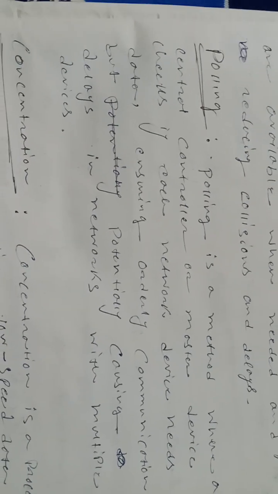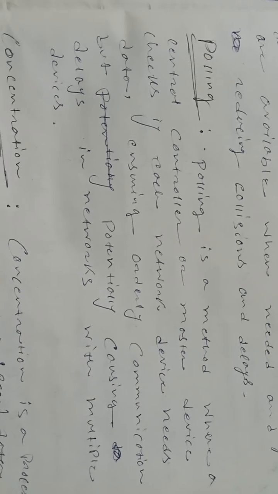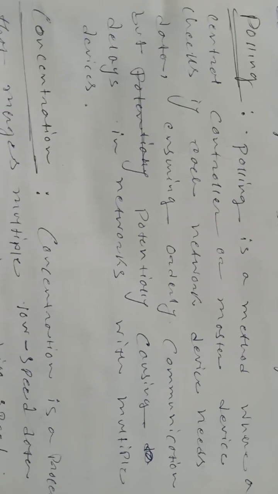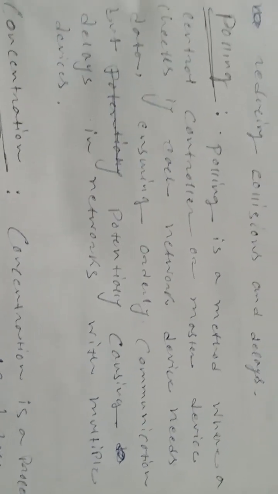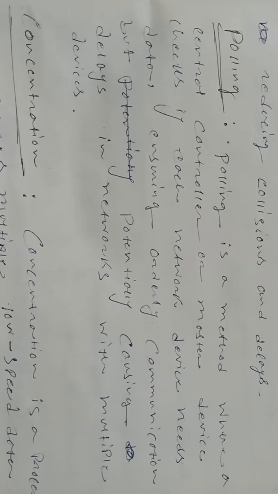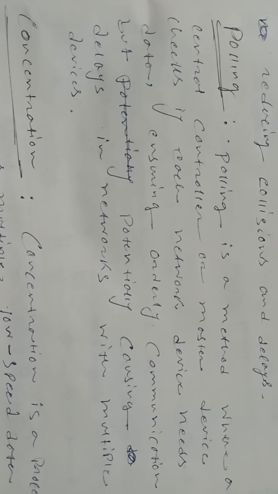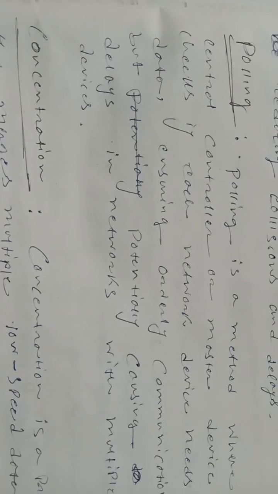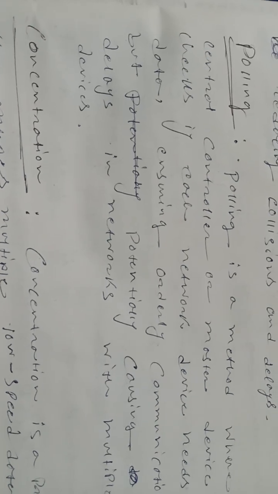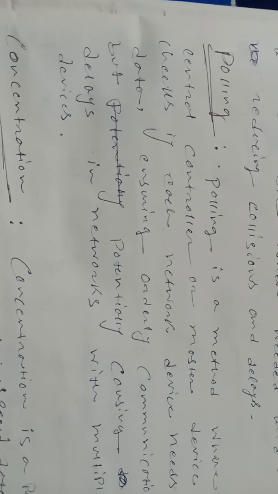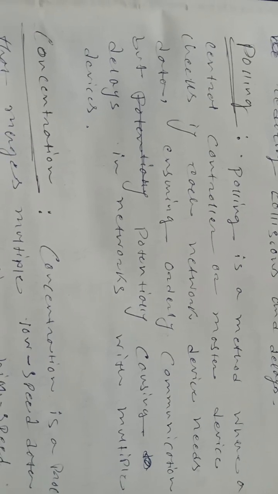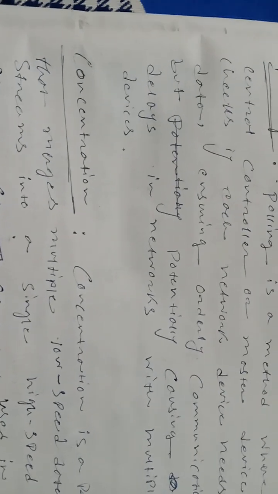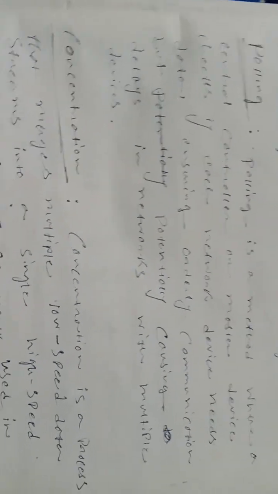Then the next topic is polling. Polling is a method where a central controller or master device checks if each network device needs data, ensuring communication is orderly, but potentially causing delays in networks with multiple devices.